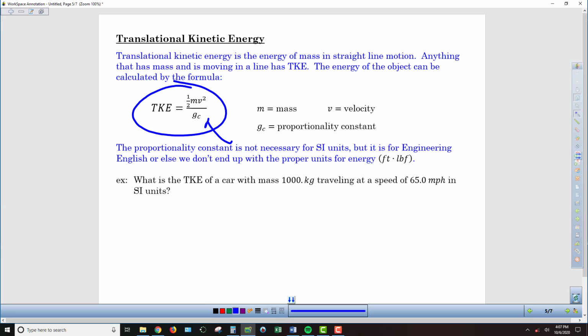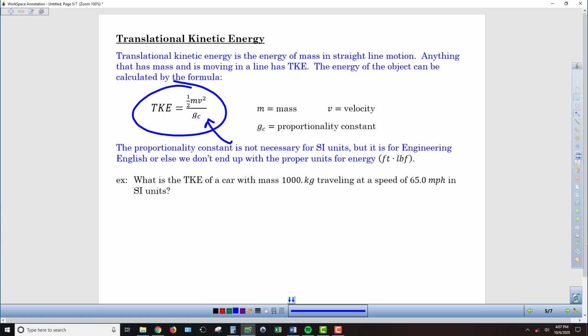And then, as always, take note that we've got g sub c in this equation. So if we're operating in SI units, or if our mass is in the slug system, g sub c is going to equal 1. But if we're in engineering English, we of course need to use our value of 32.2. So the units for energy, as it is for kinetic energy, as it is for all energy, is joules.